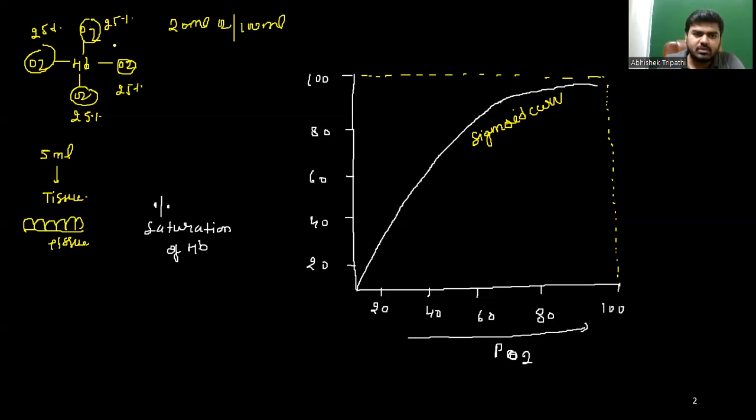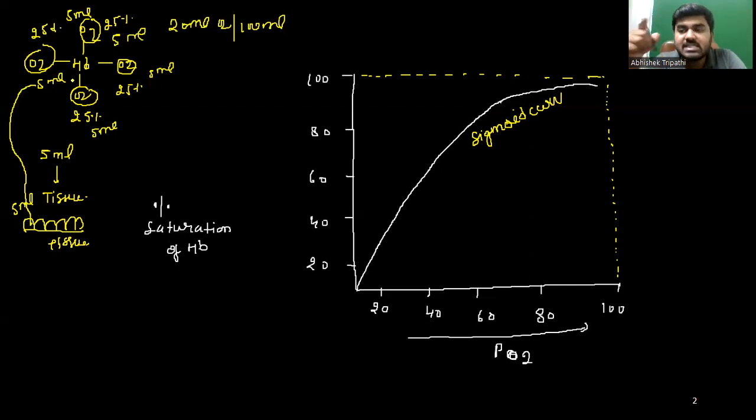So suppose this is 5 ml and this is 5 ml, like that. For your better understanding, I'm saying 5 ml, 5 ml, as well as 5 ml. What I said is that 5 ml of oxygen is transported into tissue. When 5 ml is delivered, it means 25% of the oxygen is transported into tissue, so the remaining will be 75%.